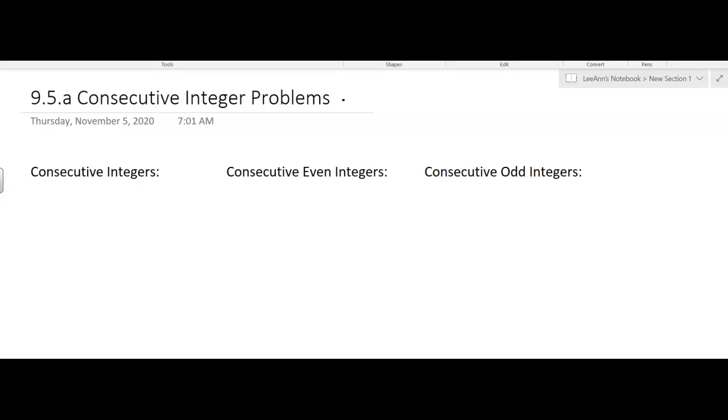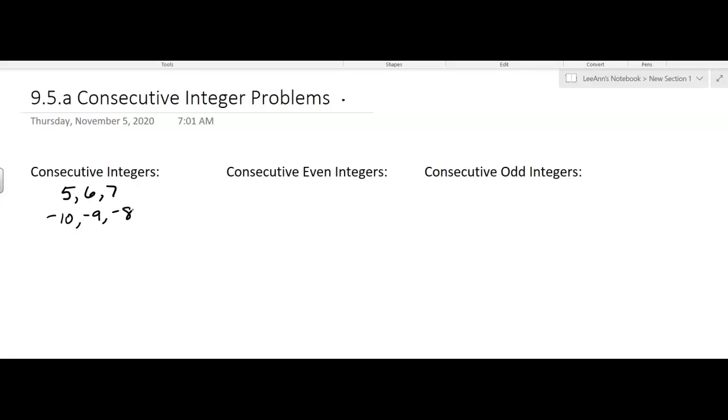So consecutive integer problems. Consecutive integers are something like 5, 6, 7. Those are 3 consecutive integers. Or you could have -10, -9, -8. Those are 3 consecutive integers. And you can have 4 or 5 consecutive integers, but we're just giving you an example here.